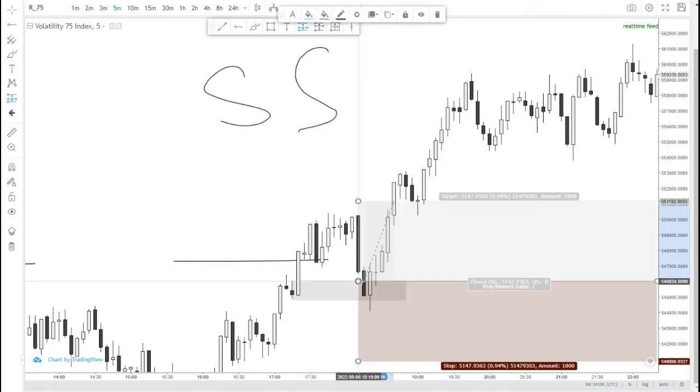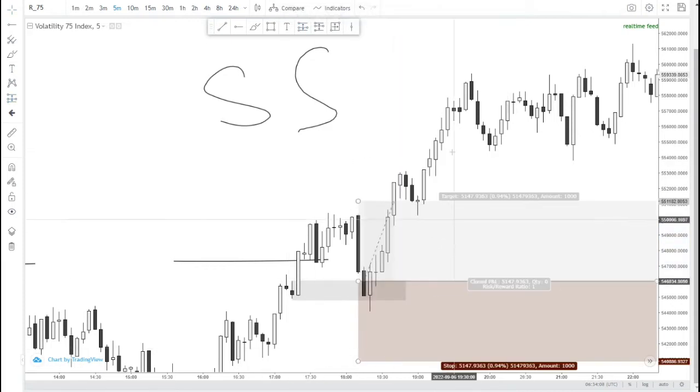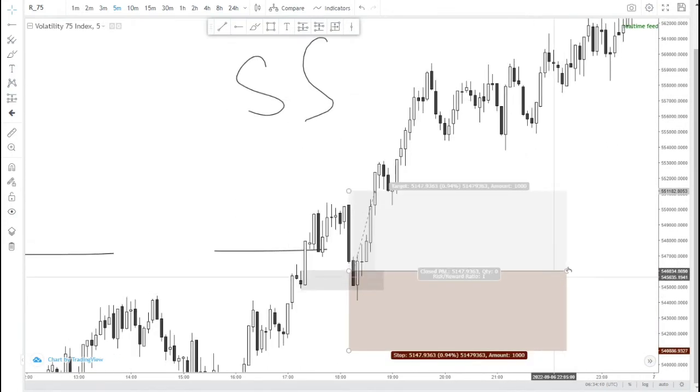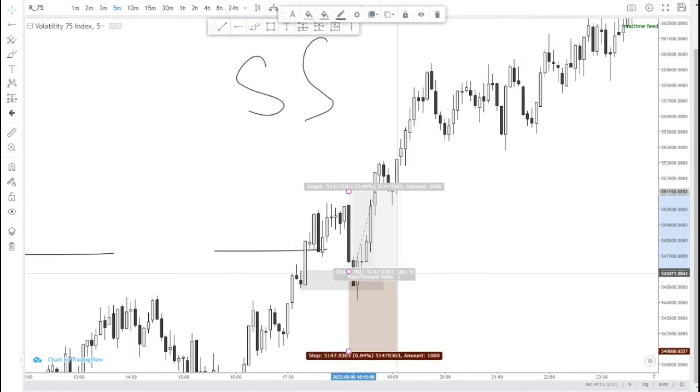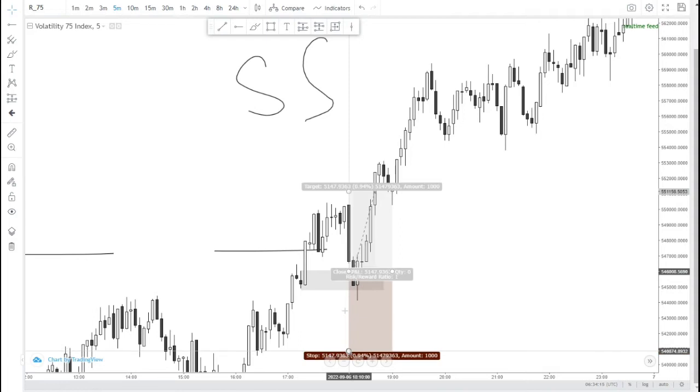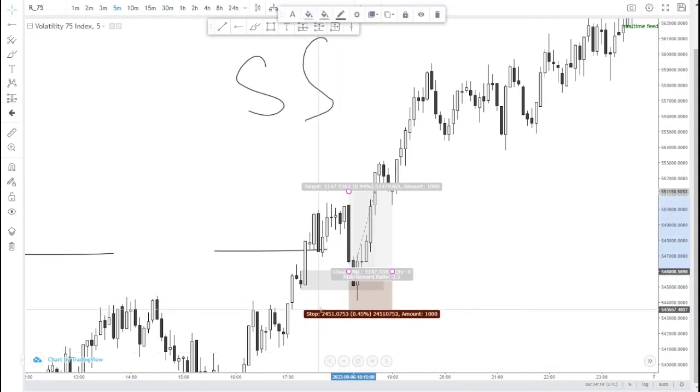So we now start our trades from here, right? So we have a buy trade there. Our stop loss is just below this wick here for protection. And we're targeting the highs, right?